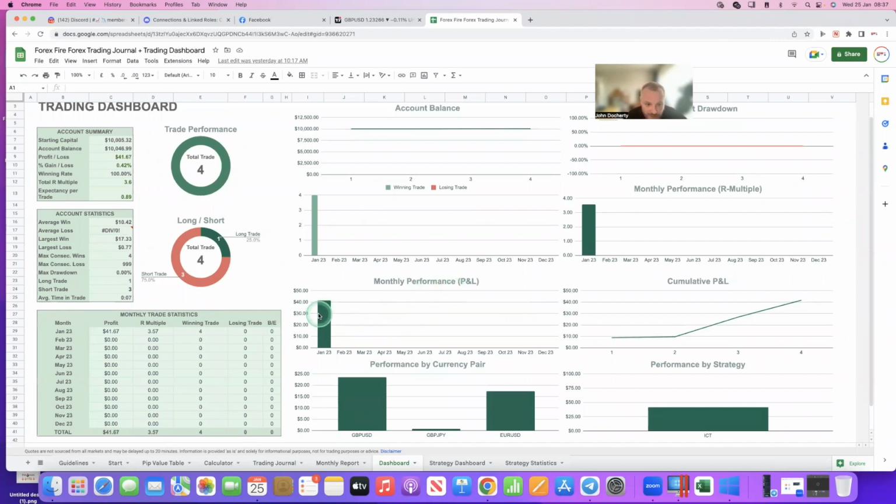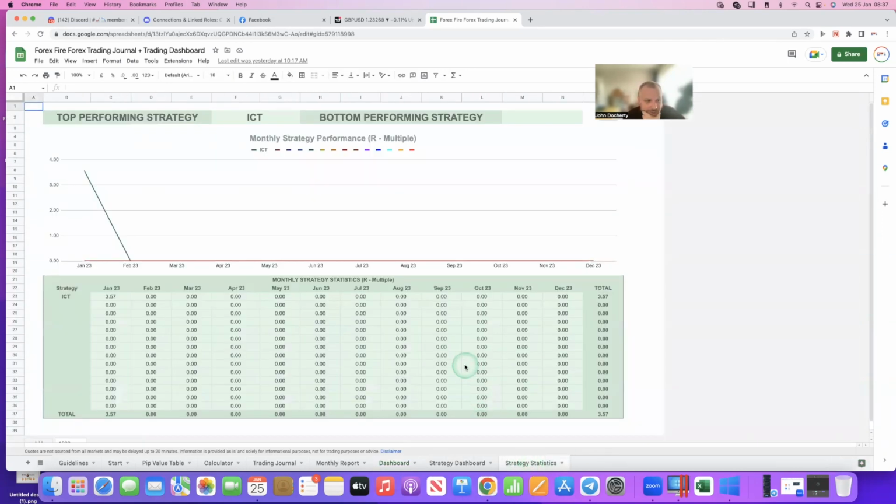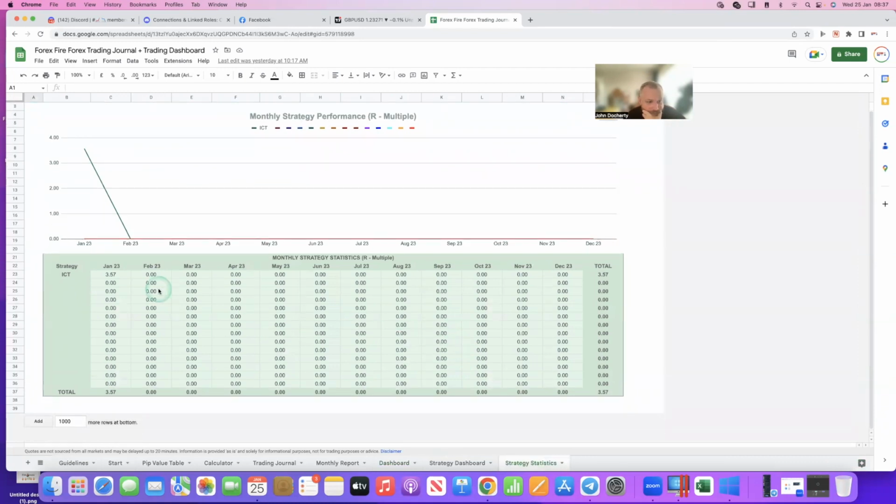We've got a monthly performance. So this is giving me on a graph visual what we've taken so far during the month of January. We also have it broken down in here on the winning trades, losing trades, and break evens. We are now starting to form an equity curve. And these are the pairs that I've traded so far this month, with the GBP, GBPJPY, and EURUSD, which I've done yesterday. And this is the strategy, okay? ICT I've used. From there, you can see on here, we're starting to build the monthly strategy statistics. This will grow as we go along as well.